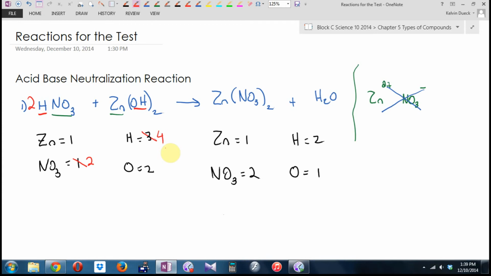How many H's on the left? How many on the right? How can I fix that? That gives me 4. What else did that change? Are we balanced? Yep. This is the kind of question you're going to get on your test.